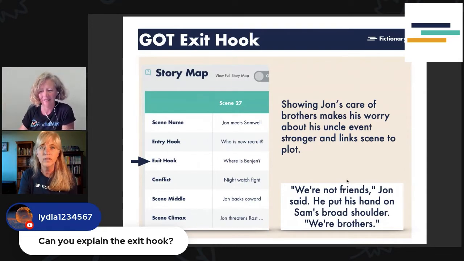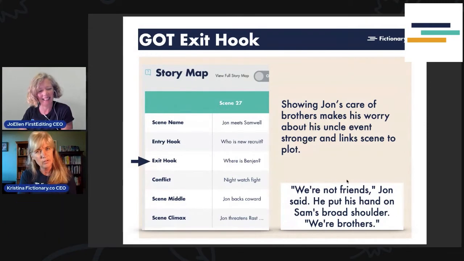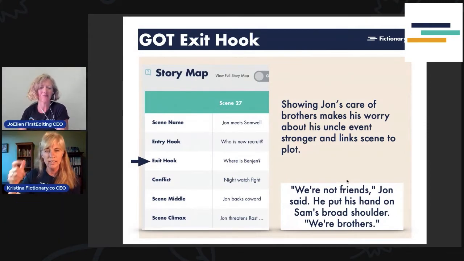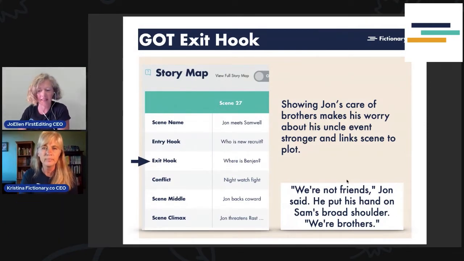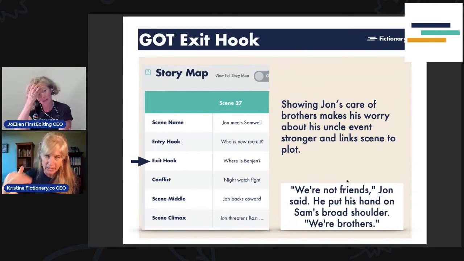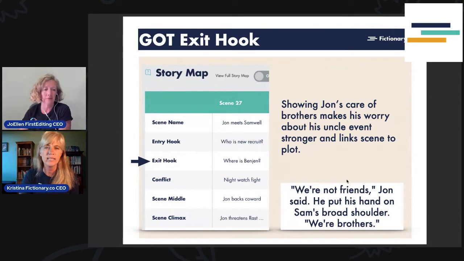And the exit hook, if you think of it like you're putting a question in the reader's mind: what happened to Benjen? Will Samuel survive since he's terribly a lousy fighter? Will John's relationship with Samuel be useful throughout the story? Whatever the question is, that's an exit hook. And there can be more than one. I picked one out of this scene because it's the final one. There's lots of questions left with this scene.